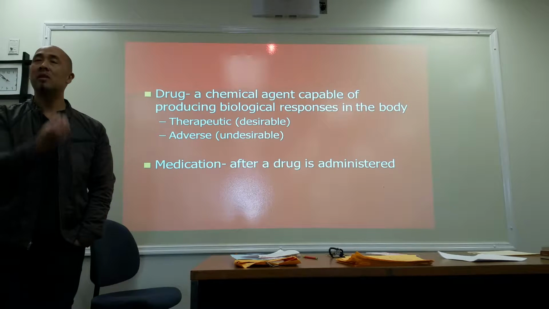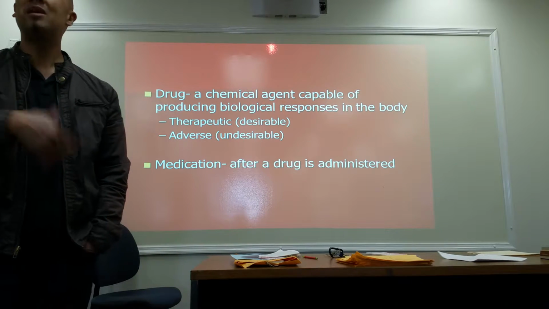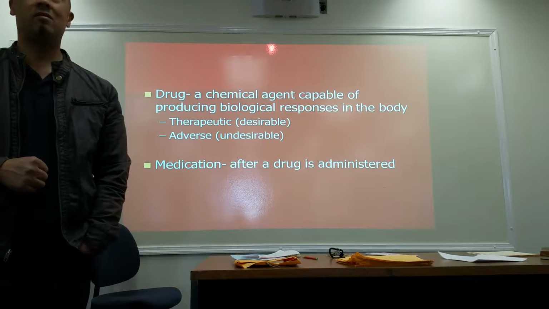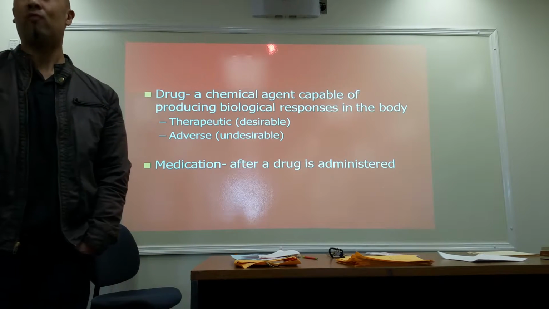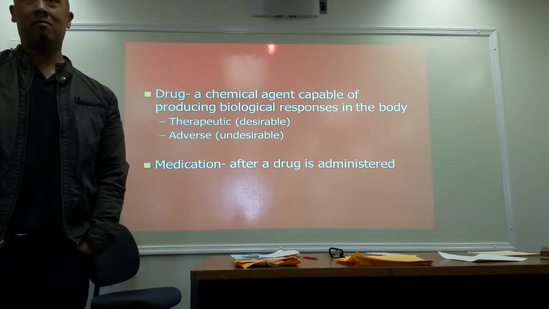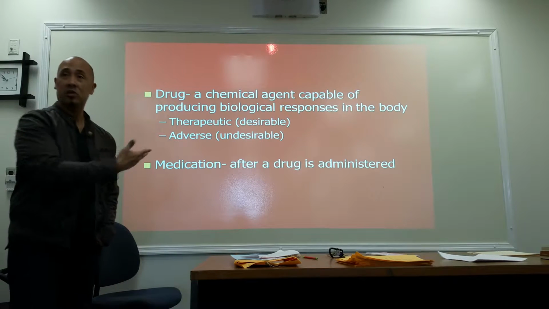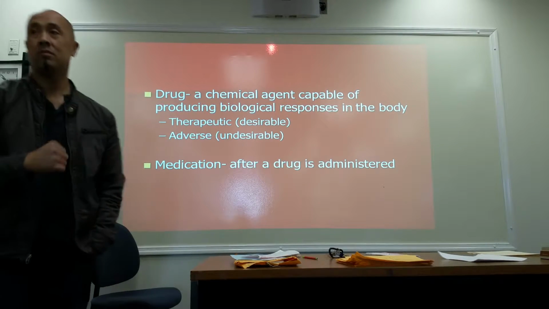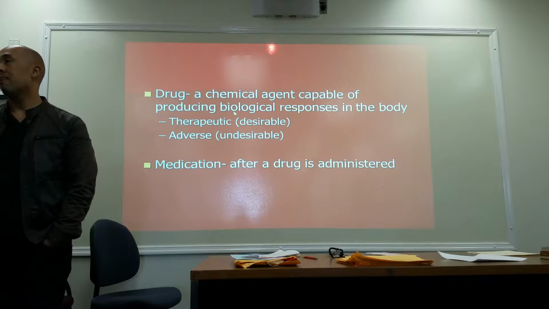Okay? Again, I'm going to keep this very basic. So that's what a drug is. And then medication is once it's been instilled in the body. So we're talking about before, in a vial, or once it's administered, it now becomes a medication. So passive and active. Exactly. Before and after. Okay.